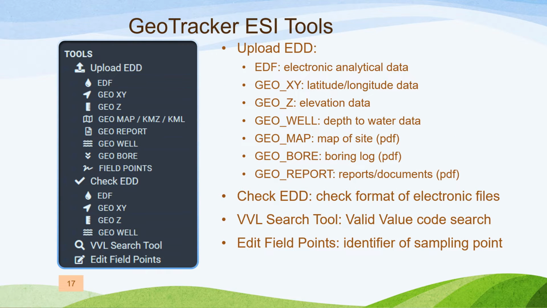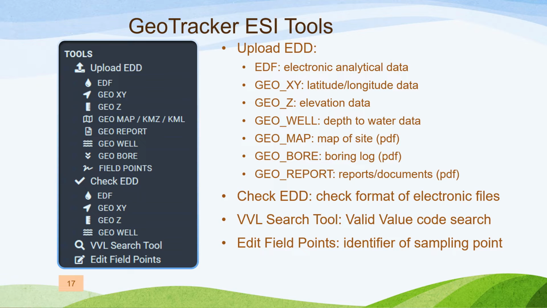So after your facility request has been approved by the appropriate parties, it's time to start using the existing GeoTracker ESI tools. The image you see on the left is what you're going to see on the upper left-hand corner of your account. These are some of the common upload tools that you may utilize for your sites. Starting from the top under the Upload EDD section, there is the EDF format, which is the electronic analytical data that you'll receive from your lab.